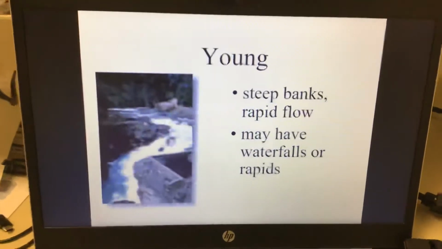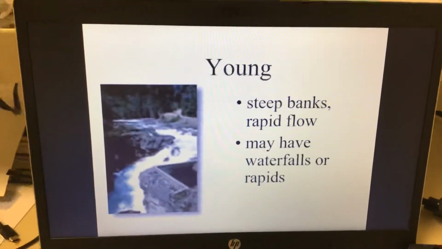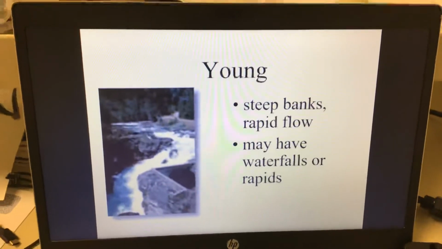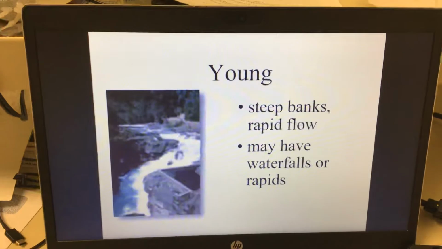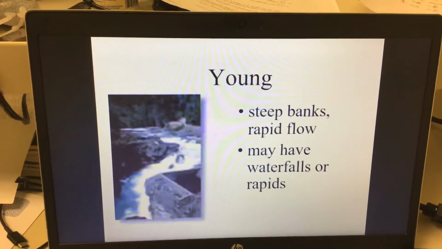Stream classification. Why don't you write this down? We're going to break rivers into young, mature, or old. We're going to start with the young rivers. Steep banks, rapid flow, may have waterfalls or rapids.